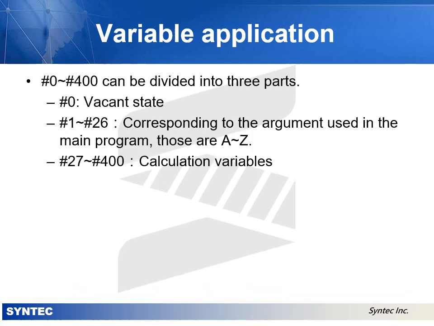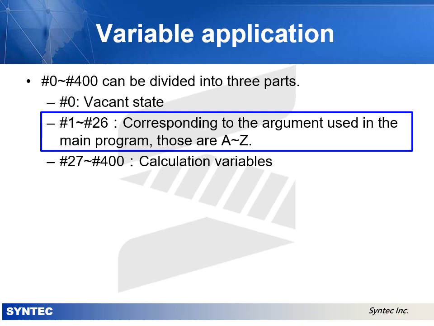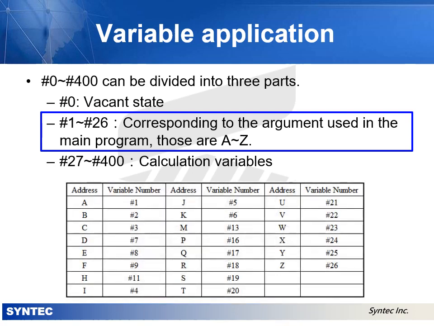Coordinate variables can be divided into 3 parts. The first one is number 0. It means the vacant state, not a numeric. It is used to judge whether variables are vacant or not. The second part is variables number 1 to 26. As shown in the figure, they correspond to the arguments used in the main program. Those are A to Z.